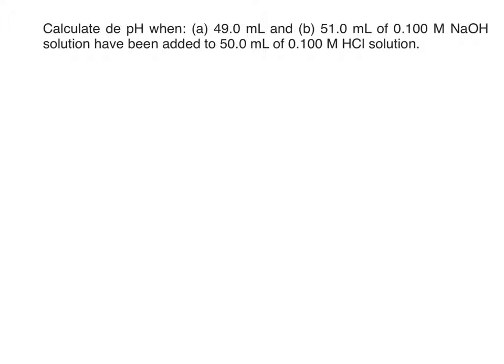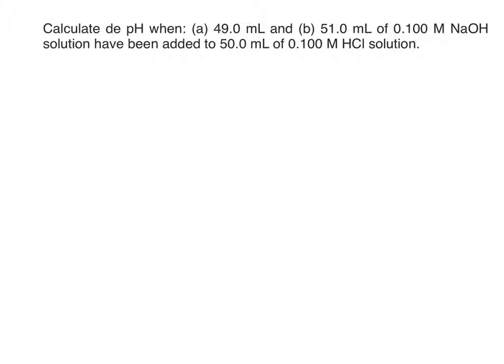The following is an example of a calculation of the pH during a strong acid, strong base titration. Calculate the pH when 49 mL and 51 mL of 0.100 molar sodium hydroxide solution have been added to 50 mL of 0.100 molar HCl solution.